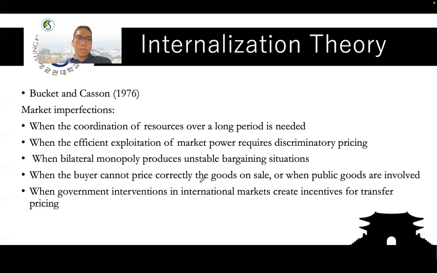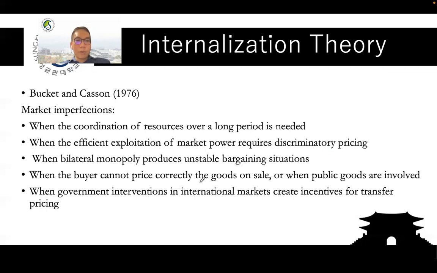Once again, in essence, we are saying that as long as the cost of building the business internally is the same or lower than the open market mechanism, then it's better to do it internally. That's why we call it internalization theory.